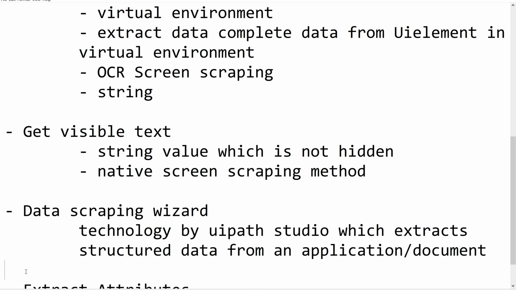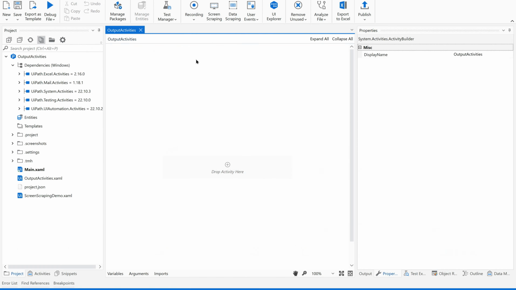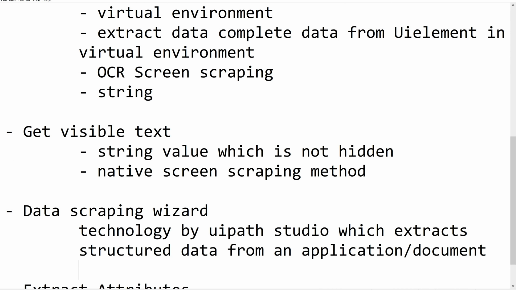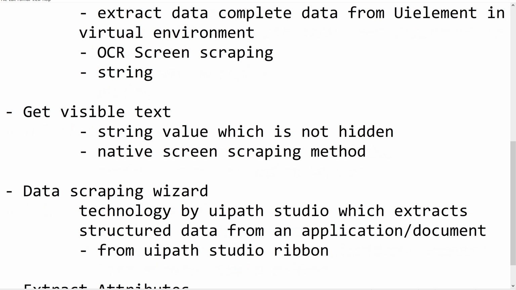We have this option available, see here, data scraping. This option is available in the UiPath Studio ribbon itself. Okay, so here if you see data scraping, we can use this, right? So this is available from the UiPath Studio ribbon. Okay, and there are multiple options available in the data scraping wizard.